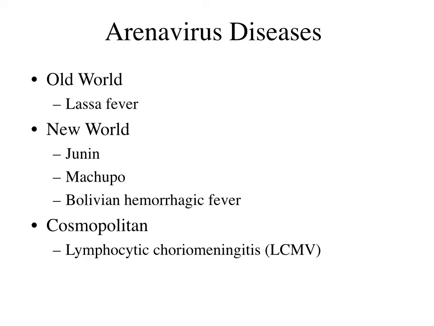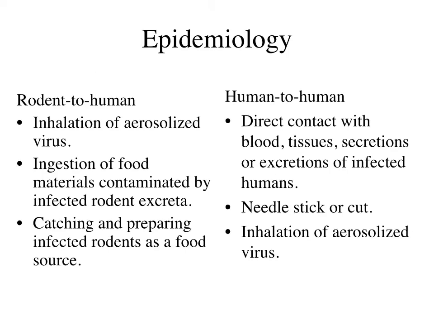Let's look at the epidemiology. With these viruses, you have rodent to human transmission. So it's through aerosolization, ingestion of contaminated food, and catching and preparing infected rodents as a food source. So very much like what we saw with hantaviruses. The big difference here is that human to human transmission does occur and can lead to increased spread of the disease. This occurs when you have direct contact with blood, tissues, and secretions of infected humans.